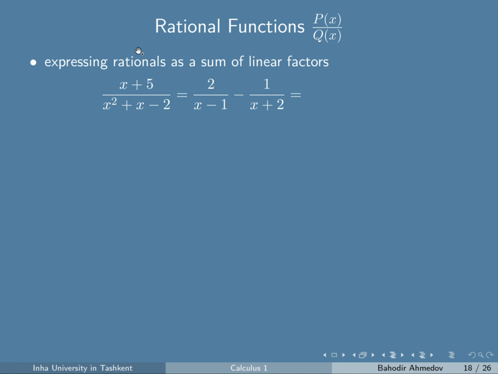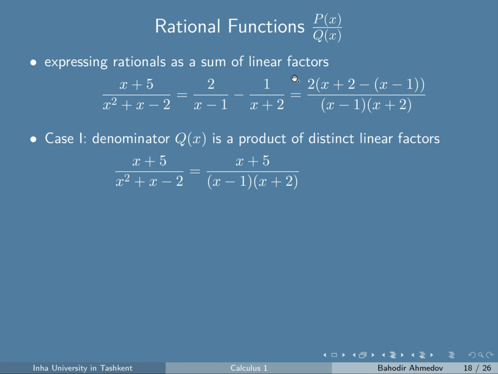So if we have to integrate this rational function, we can simply integrate these terms easily, right? In order to prove that they are equal, we can just take the common denominator. Once we do that, the denominator is going to be x squared plus x minus 2, and the numerator is going to be x plus 5, right? So with the common denominator, it's going to be 2 multiplied by x plus 2 minus x minus 1, which is x plus 5.